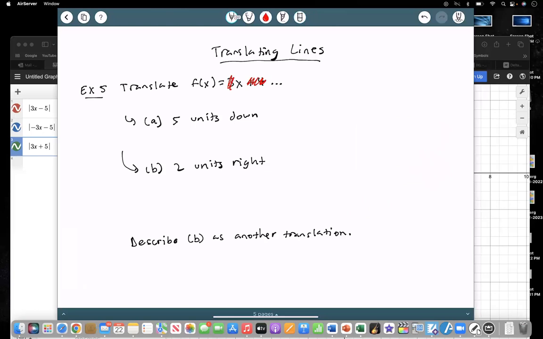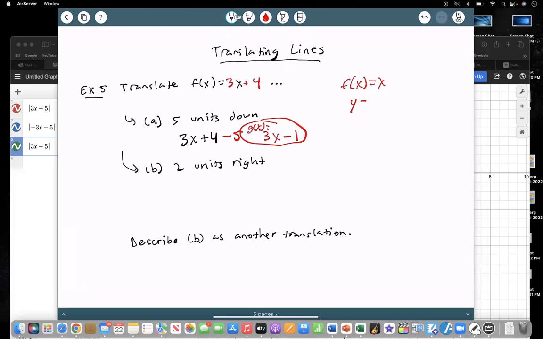Okay, if I want to translate this 5 units down, I know I need to take my function and then minus 5 at the end. Which means I could do 4 minus 5. So 4 minus 5 would give me a negative 1. Okay, so it looks like if I translated 5 units down, we'll get 3x minus 1.